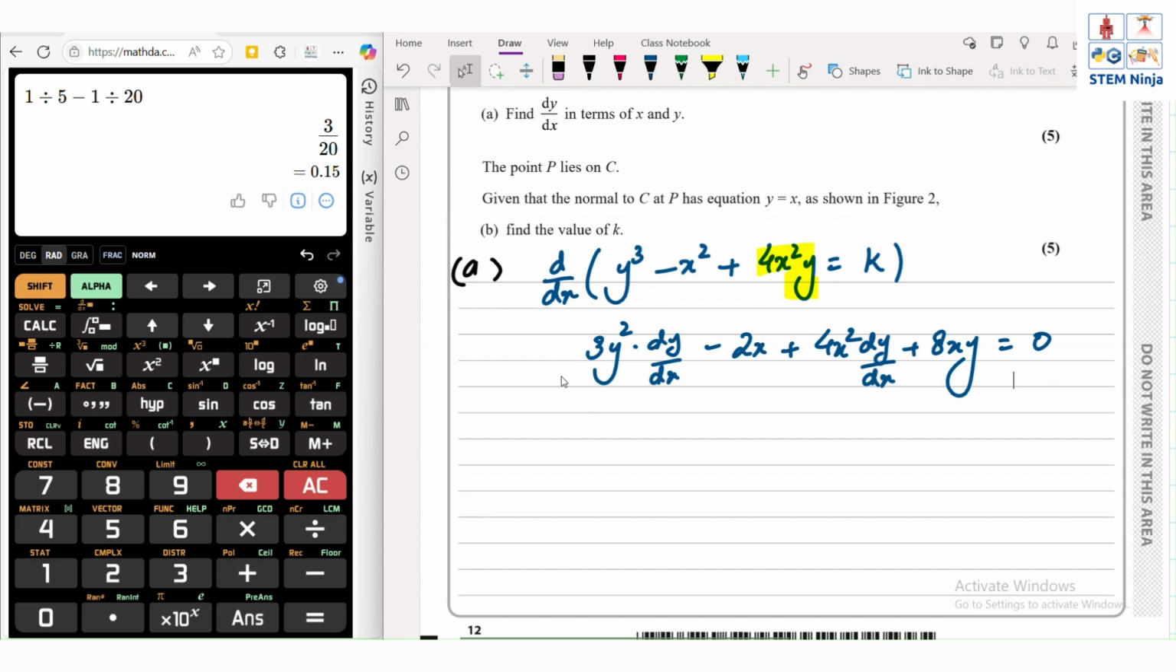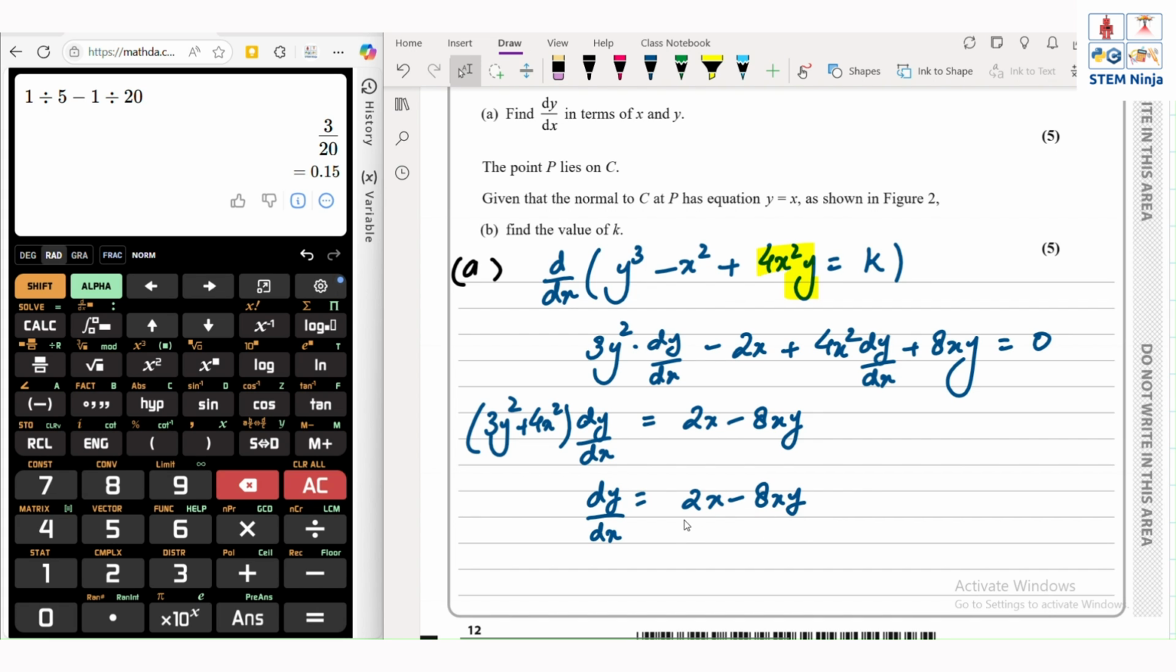Now we simplify and make dy by dx the subject. So dy by dx times 3y squared plus 4x squared equals 2x minus 8xy. So that means dy by dx is equal to 2x minus 8xy divided by 3y squared plus 4x squared.